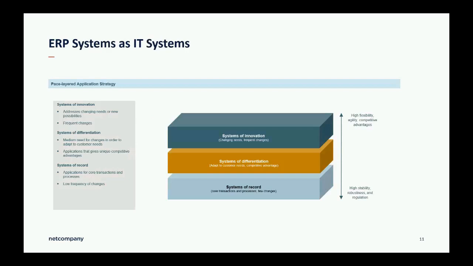So let's talk a bit about this model. This is the model that I was talking about earlier, that Gartner Group has also made. It's called the Pace Layered Application Strategy, and what this really does is divide the portfolio of applications that you have into three layers: systems of innovation, systems of differentiation, and systems of record. The reason you do that is that each type of application has a different pace.